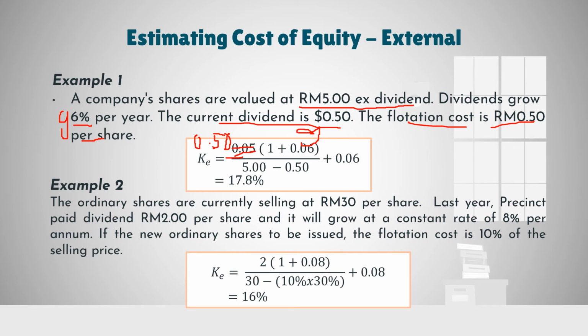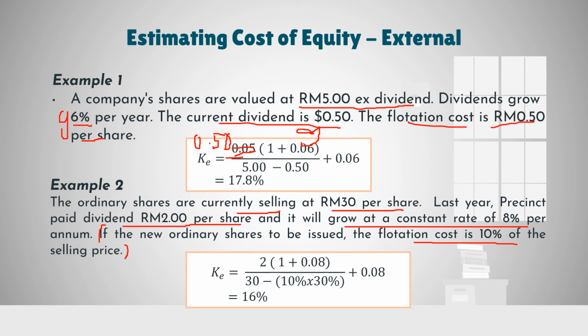So the example 2, the ordinary share are currently selling at 30 ringgit per share. Last year, President paid dividend 2 ringgit per share. It will grow at constant of 8%. If a new share, ordinary share to be issued, the flotation cost is 10%. Okay, soalan ni sama dengan soalan cost of equity untuk internal. Cuma yang dia add on adalah this one part. If you can refer into your slide, so you can see that this one is a new information.